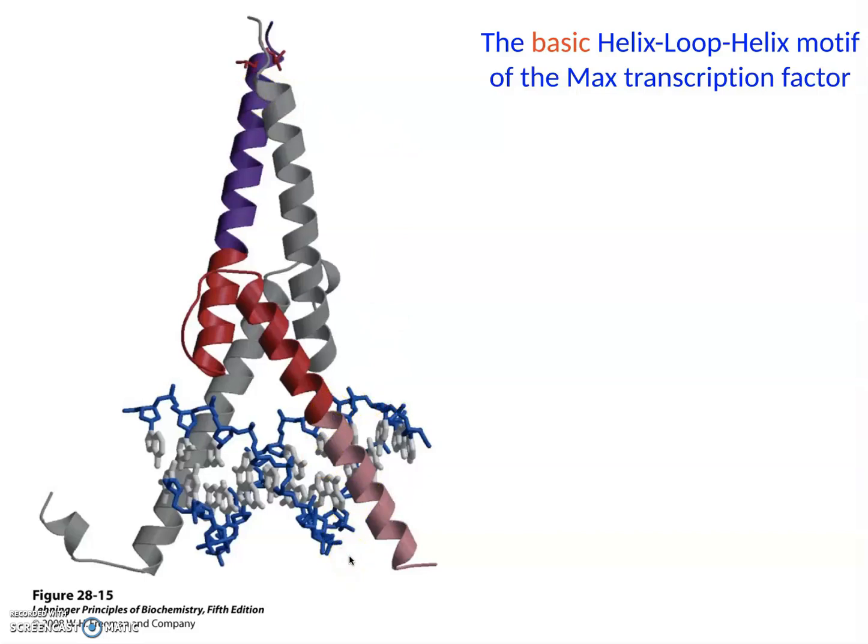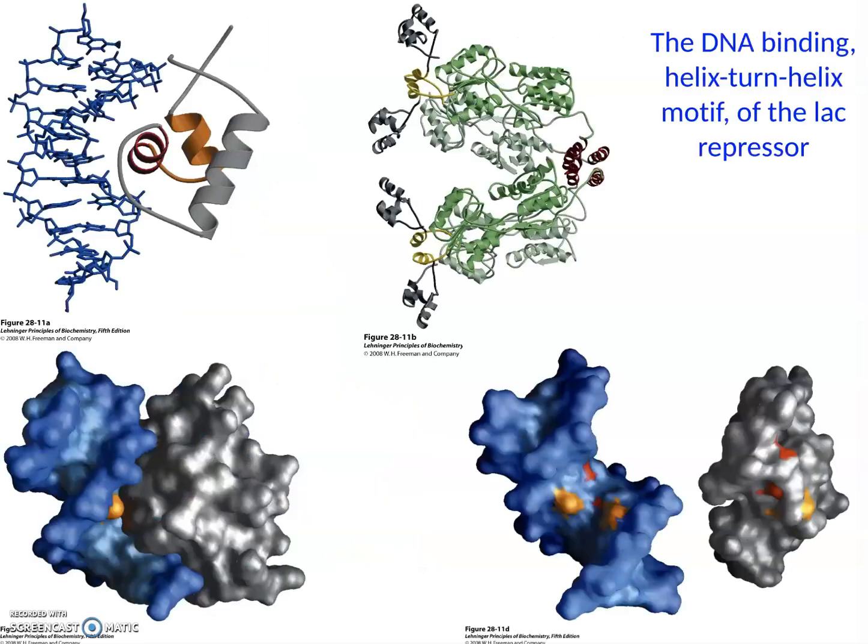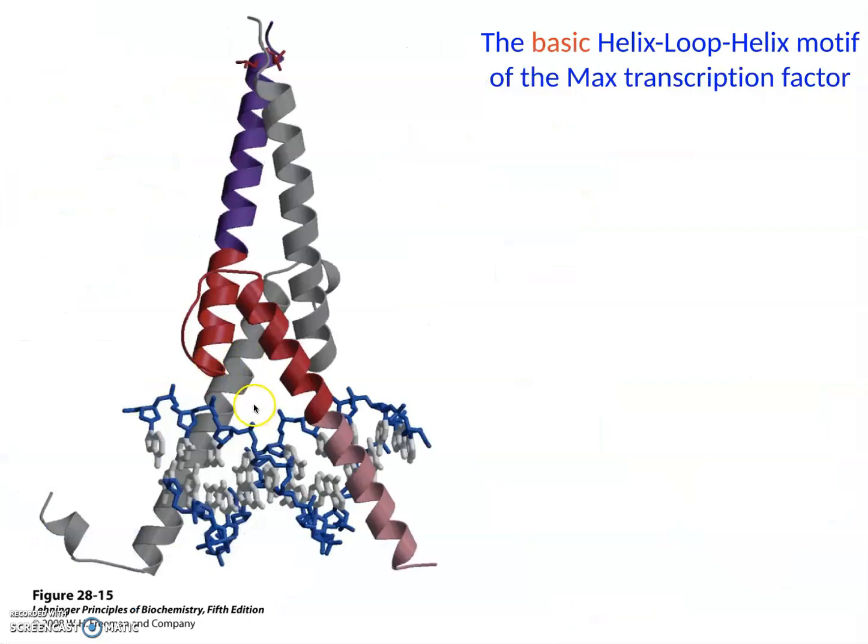So again, the danger here is to confuse helix loop helix with helix turn helix. Remember, helix turn helix, which is right here, that motif associates with DNA. With the helix loop helix, this is a protein binding motif. The basic part of the protein associates with DNA.